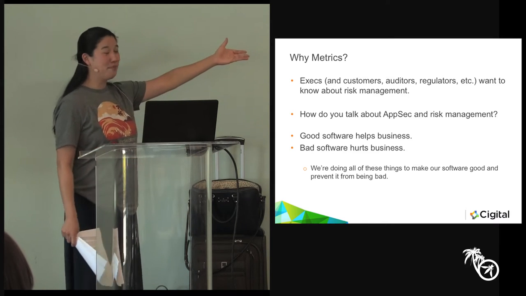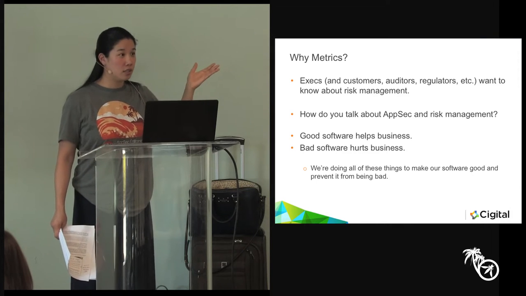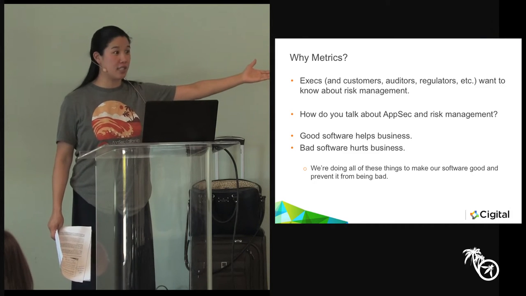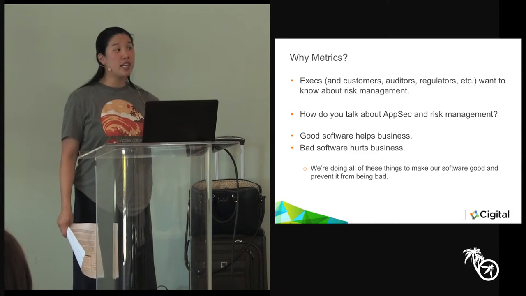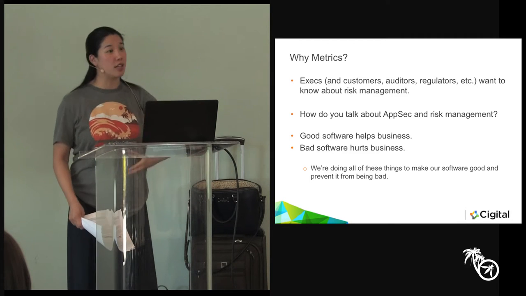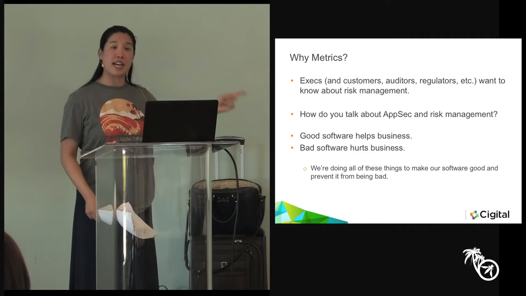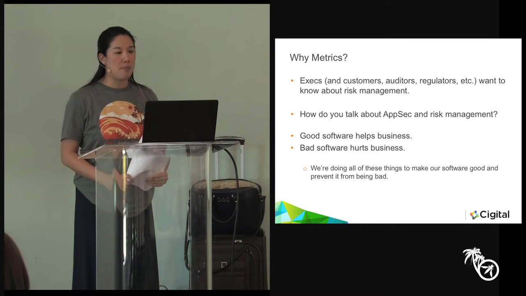The easy way, the simple way perhaps, is to say, look, good software helps our business. Bad software hurts our business. And if we can do things to make software good and prevent software from being bad, that's risk management. And that's actually a really good place to start. But then what?